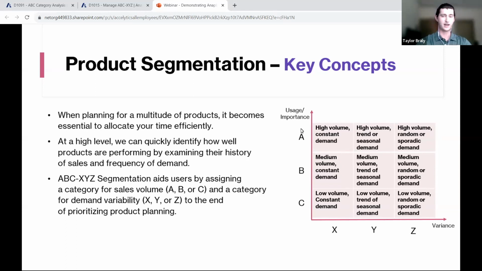You will assign an ABC category based on the sales volume, A being high volume, B being medium volume, C being low volume, and then an XYZ category, which will be based on the demand variance, X being constant variance, Y being seasonal variance for demand, and Z being random or sporadic demand.